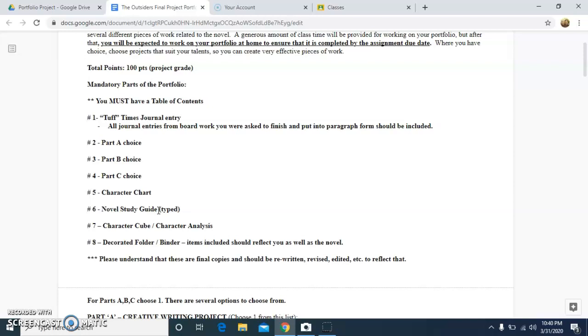Again, please understand that these are final copies. So all of these things should be redone. These should be final copies when you turn them in. So the work, the revision, the editing, etc., should reflect that.